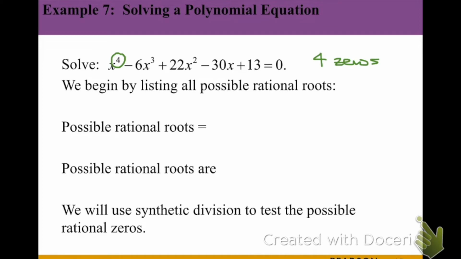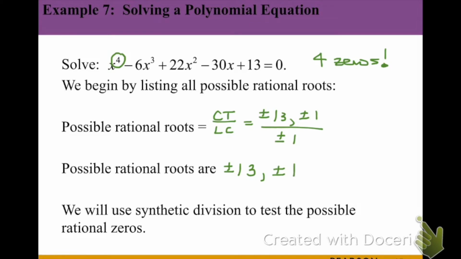We're going to start by listing out all possible rational roots. Remember, that's going to be the factors of the constant term over the factors of the leading coefficient. Since our constant term is 13, that'll be plus or minus 13 and 1, and the leading coefficient is 1, so our only possible rational roots here will be plus or minus 13, or plus or minus 1. Since it's not going to be possible for us to actually do factoring here, we're going to use synthetic division to test possible rational zeros.